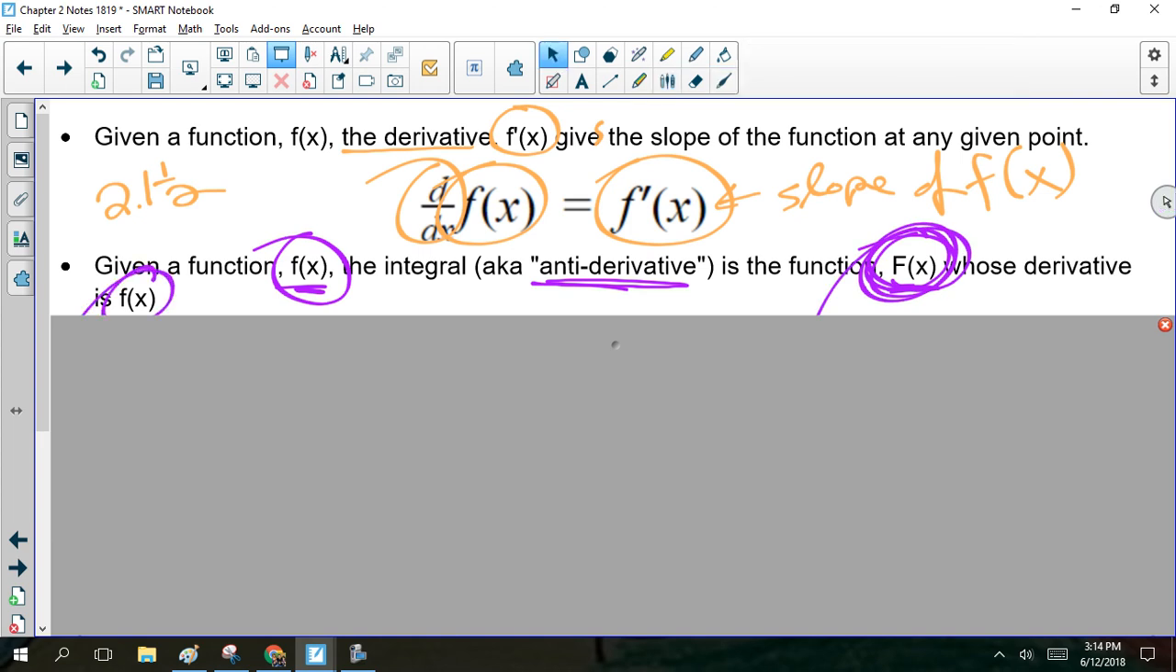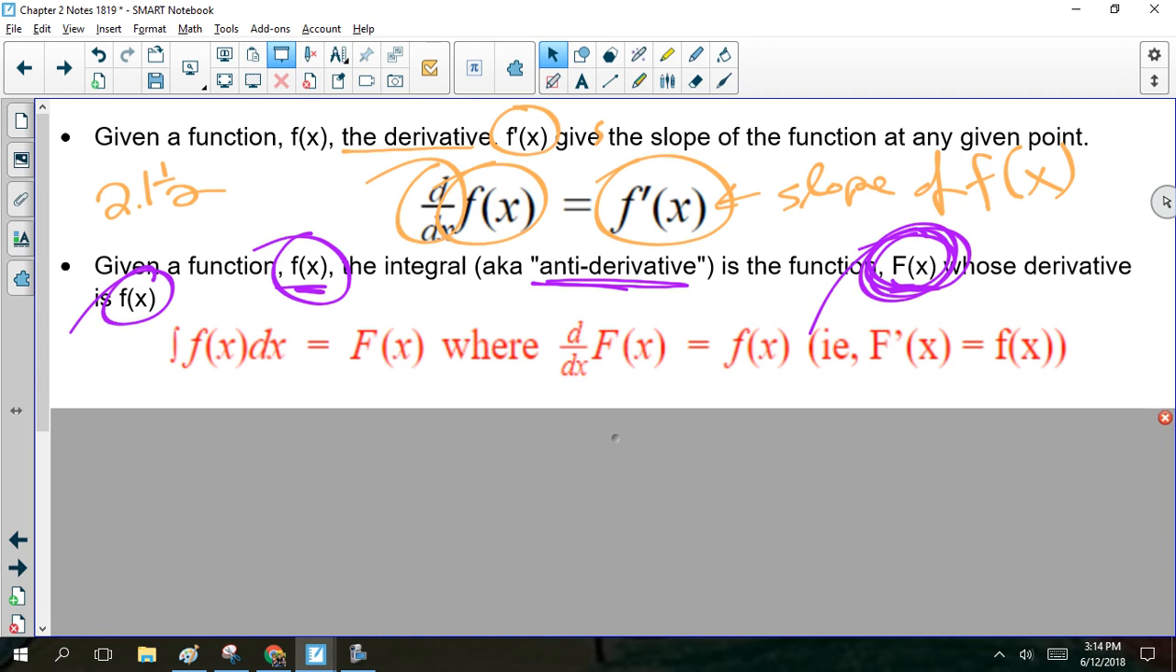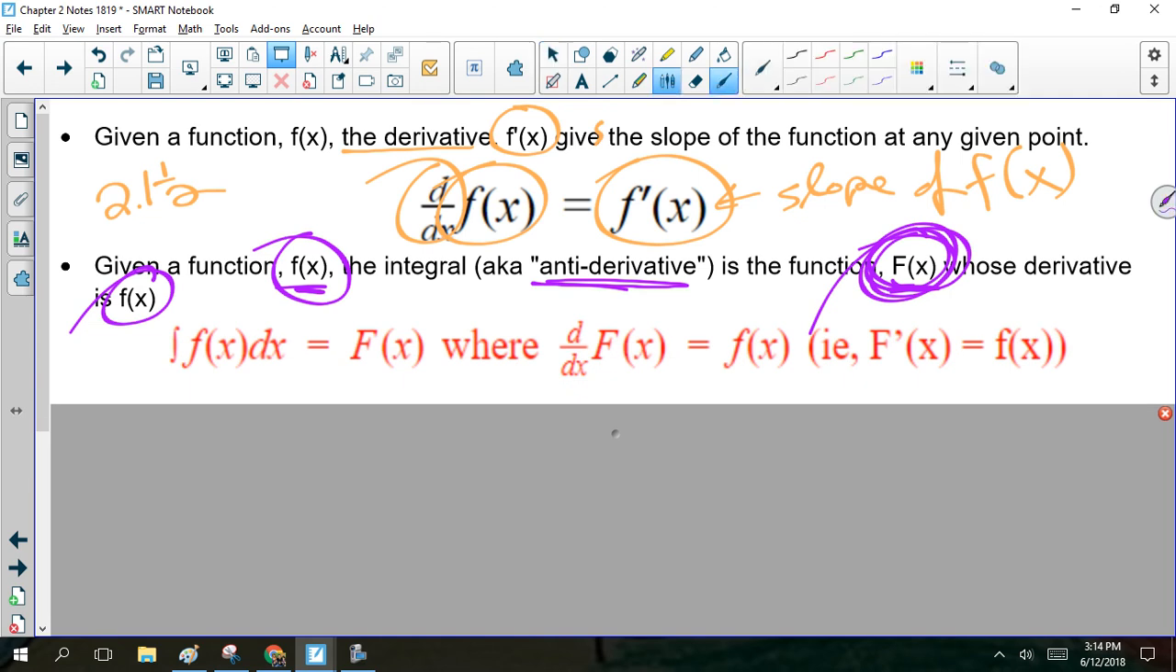And the notation we use is this. I'm going to start here in the middle. When I take the integral of little f of x, I'm looking for some function capital F of x, where if I take the derivative, I get my little f of x. And the notation I use is this: the integral of f of x with respect to x is capital F of x.